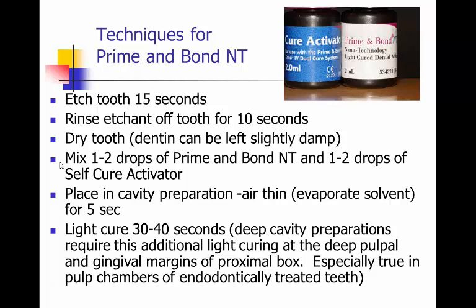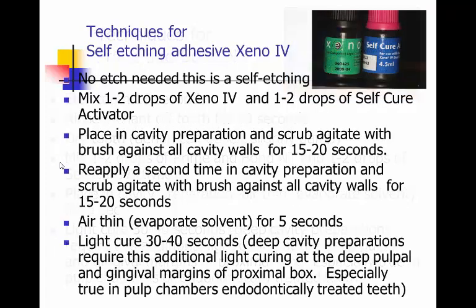And you might say, why so long? Deep cavity preparations require additional light curing to make sure that we get the pulpal and gingival margins, especially true in pulp chambers of endodontically treated teeth. For the Xeno 4, no etch is needed, and the techniques are exactly the same. We still are light curing for 30 to 40 seconds, all for the same reason. The only change in procedure is no need to use phosphoric acid.